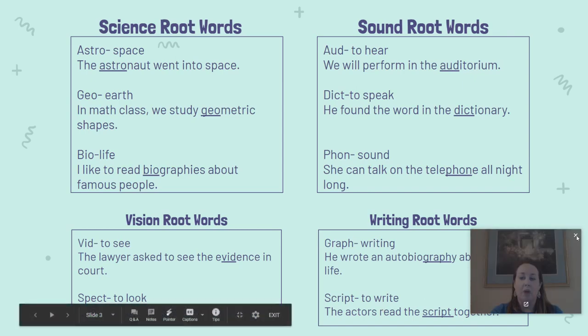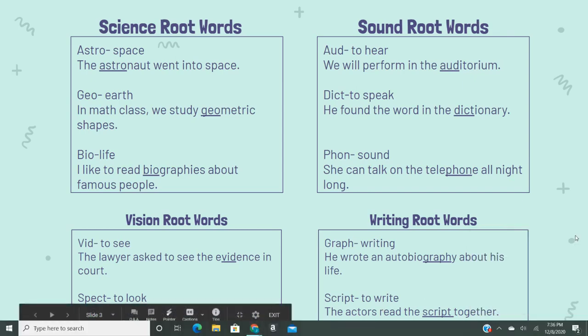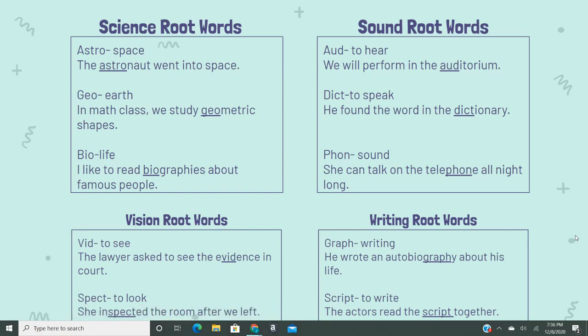And then you have your writing words, graph and script. He wrote an autobiography about his life. So that graph means writing. And then you have script, which means to write. So the authors read the script together.